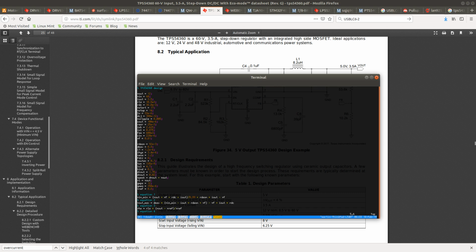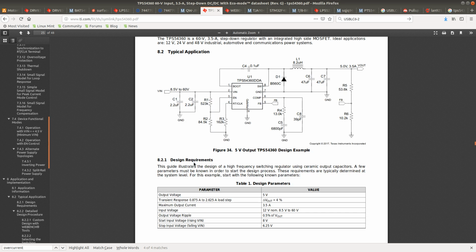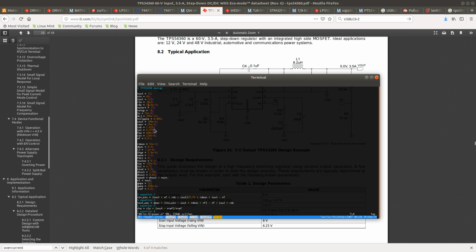Our output current is at most 3.5 amps, and the resistor that I'll choose for the output, let's see, for the feedback, the lower side resistor for the feedback is going to be 10K. Now, it's quite possible that maybe I will not be able to find the high side resistor.